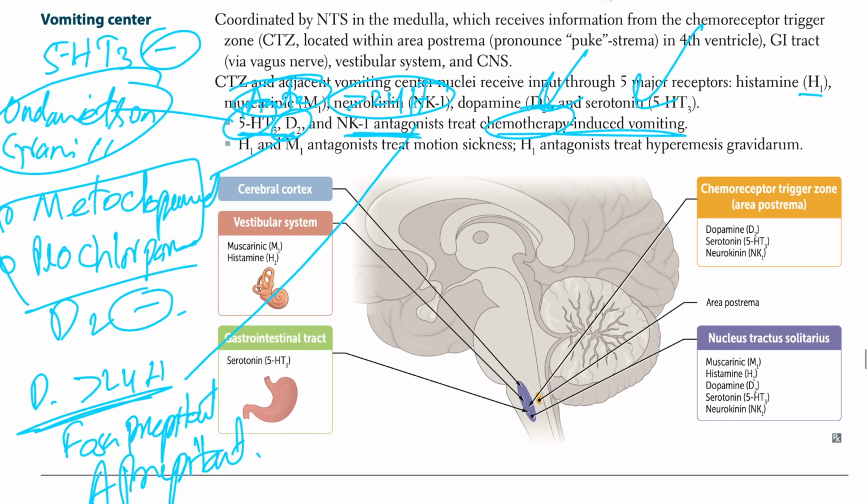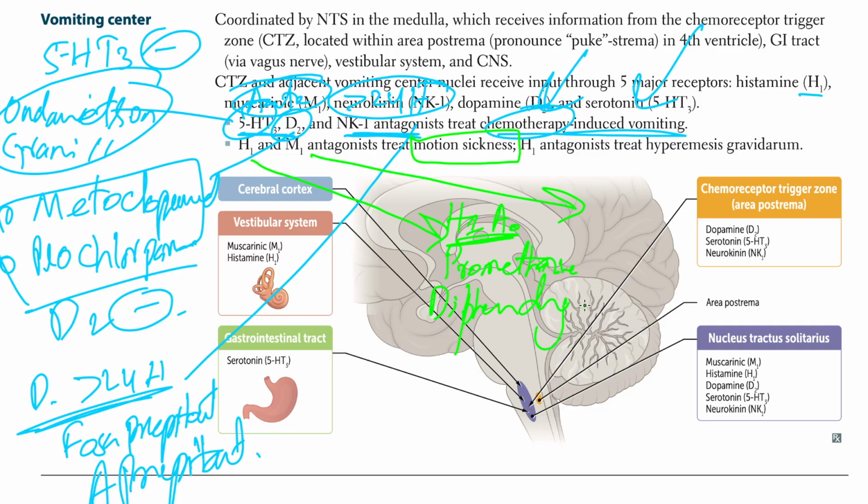Now let's change color. If someone comes with motion sickness and wants to prevent it or get a treatment, what do we have? We have the H1 antagonists and M1 antagonists. H1 antagonists, or H1 inhibitors, are promethazine, diphenhydramine, and lastly you have meclizine.